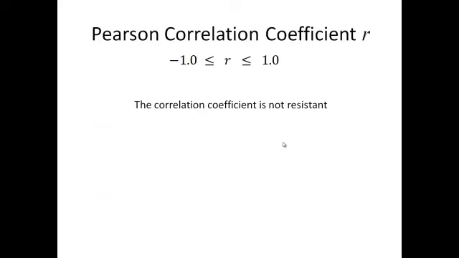And we can talk about one more property of the correlation coefficient, and that is that the correlation coefficient is not resistant. What that means, if you recall, is that a statistic is resistant if one or two extreme or unusual values don't affect its value substantially. But that's not the case with the correlation coefficient. The correlation coefficient is sensitive to a few extreme values. Let's look at an example of that.